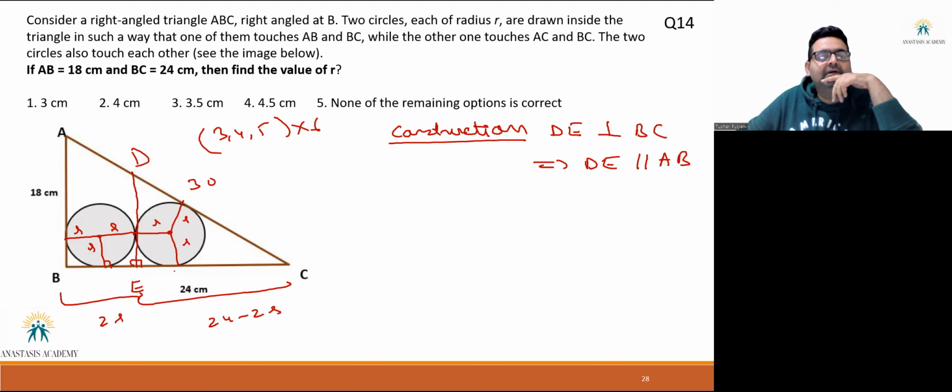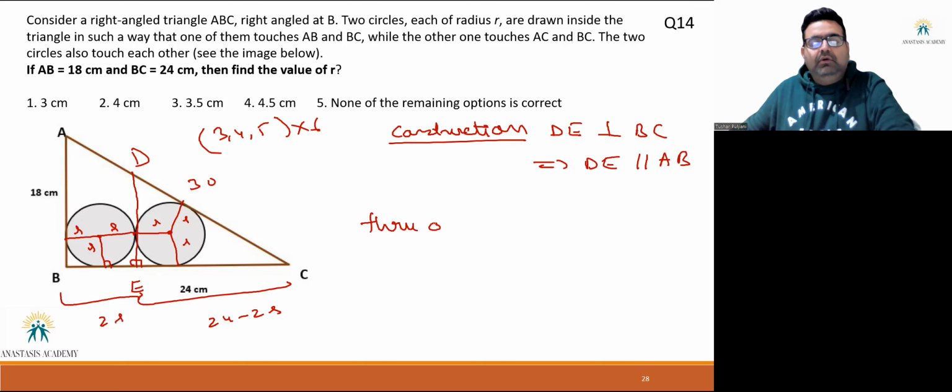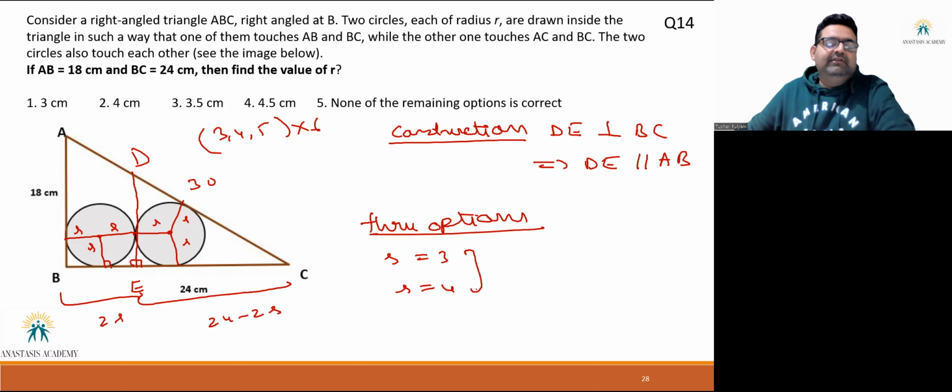So here, instead of making equations in similar triangle and eventually solving it, the other easier and faster way would be to go through options. In this, you could have put first R equal to 3, then R equal to 4 and check whether you're getting the same consistent values, right? So let's say we put R equal to 3. So if you put R equal to 3, this will become 6, this will become 18.